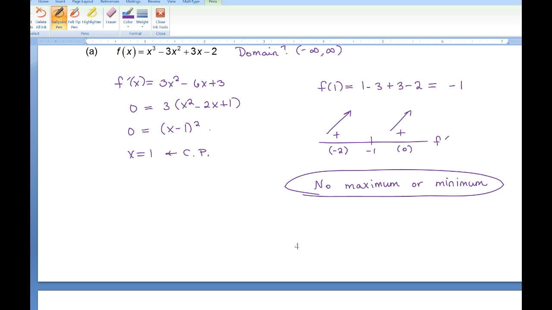Oh, you know what? I made a mistake here. This was supposed to be 1, not -1. I'm sorry. I wanted to check my critical point. It's okay. It doesn't matter because no matter what we plug in here, it's always going to stay positive. So 0 was smaller.